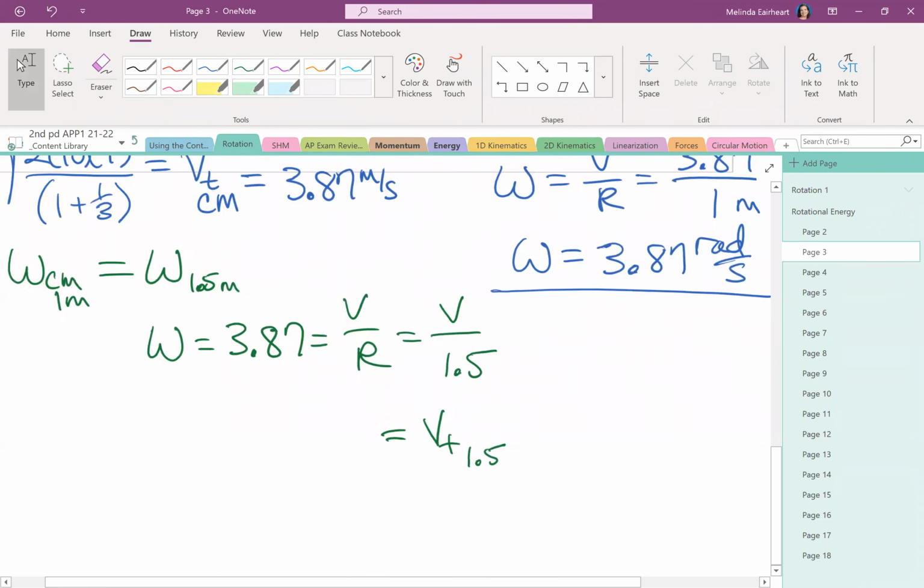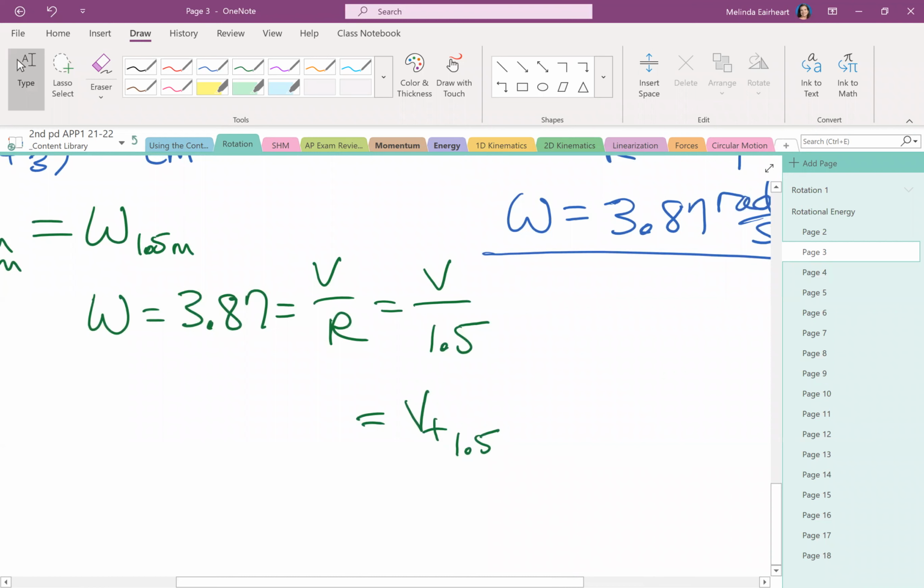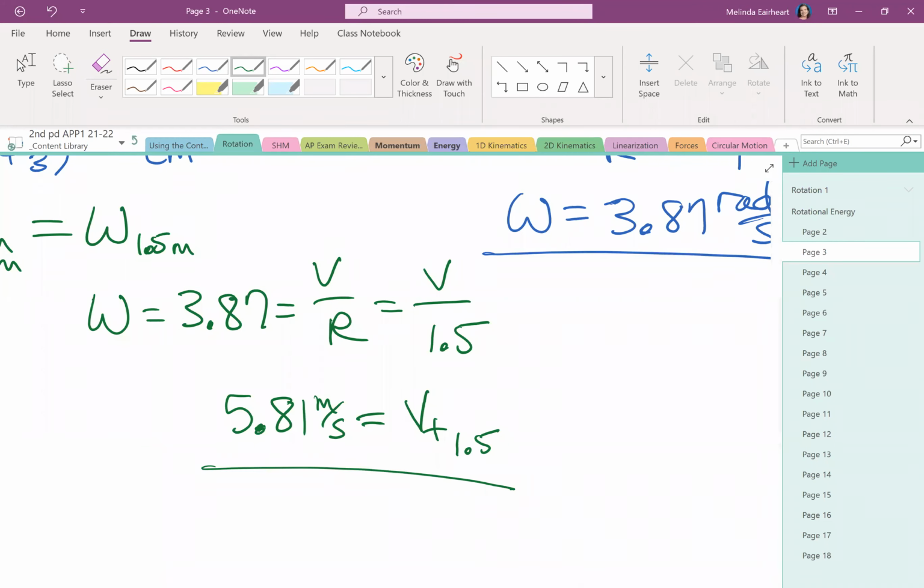Let me know what you get. 5.8. Okay. And then this should come back to meters per second. Okay. You could do the same thing for the end of the rod. Just put a 2 meter there, right? And so just again, that connection that the further you are away from the axis of rotation, the greater the linear speed, but omega would remain the same. Good deal?